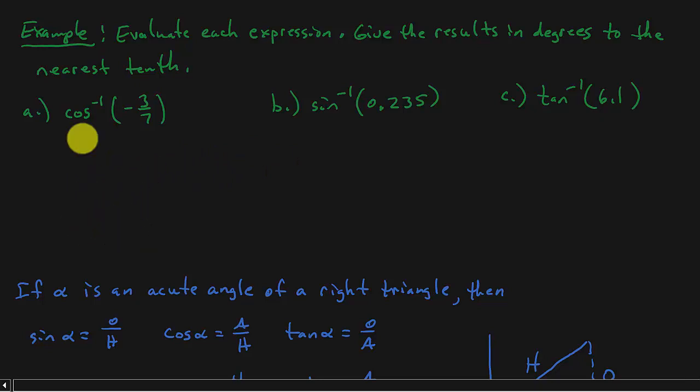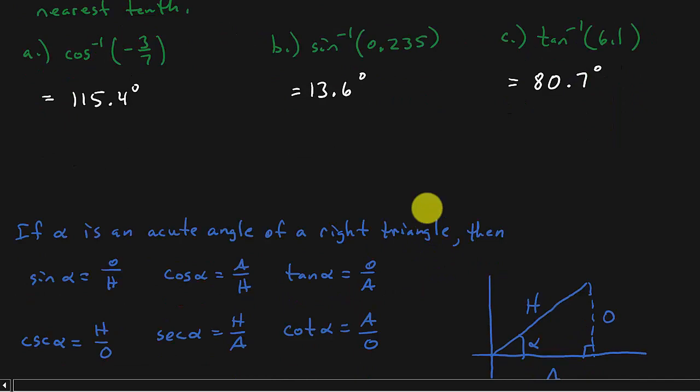So you would hit second, and then in this case, cosine, and then type in negative 3 divided by 7 and hit equals. That should give you 115.4 degrees. And then the same thing, hit your second button, sine, and that'll give you your inverse sine. Type this number in, and that will give you 13.6 degrees. And then here, hit second, and then your tangent button, type in the 6.1, and that'll give you 80.7 degrees.